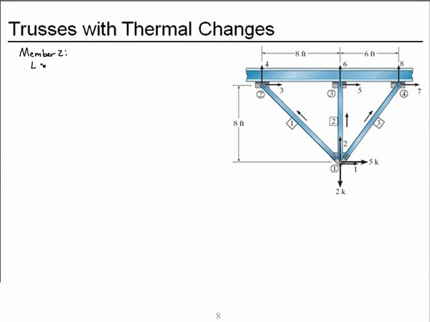Its length is 8 feet. Lambda x, well, there is no change in x coordinate, so that is 0. Lambda y, there is a positive change of 8 feet divided by the length, and so lambda y is a positive 1 because we're going from this near node to this far node.